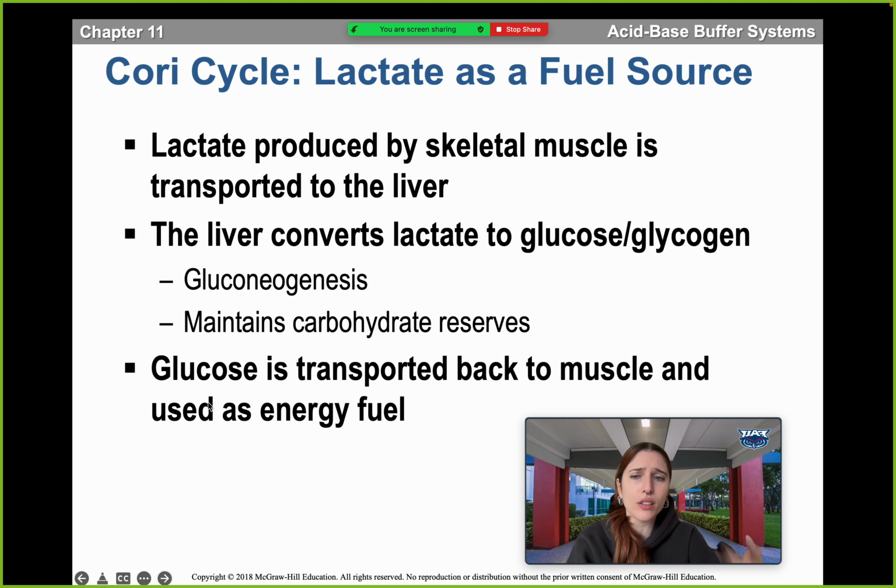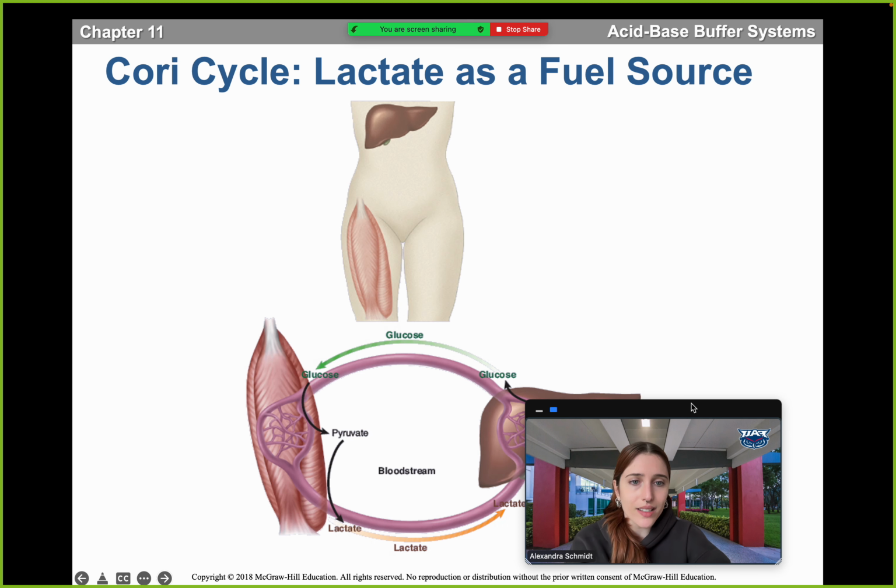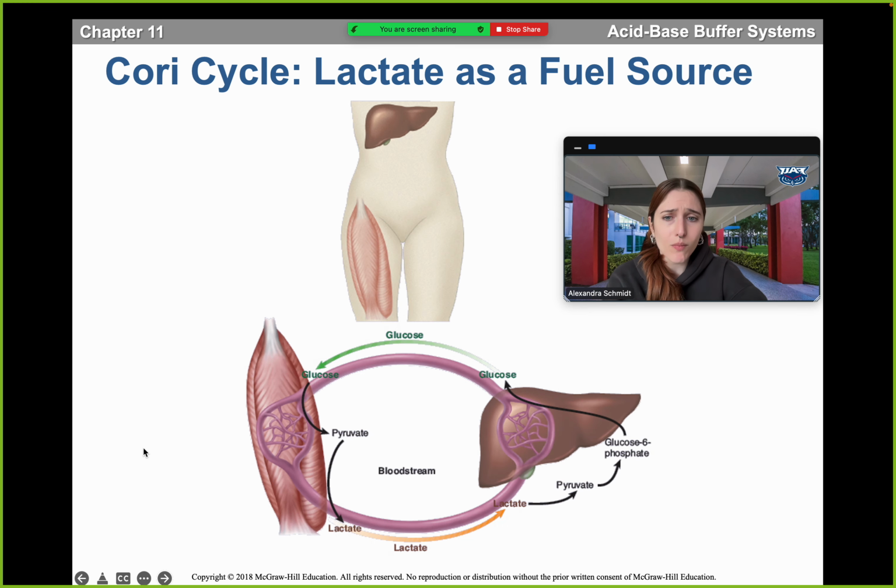Then that glucose that's produced through gluconeogenesis in the liver, in the Cori cycle, is transported back to the muscle and we can use it again for fuel. That is being shown right here.